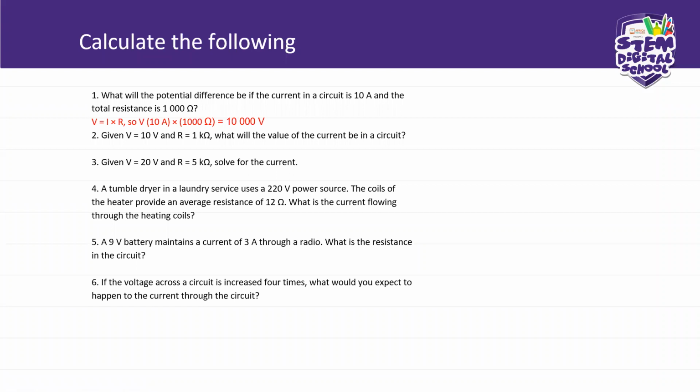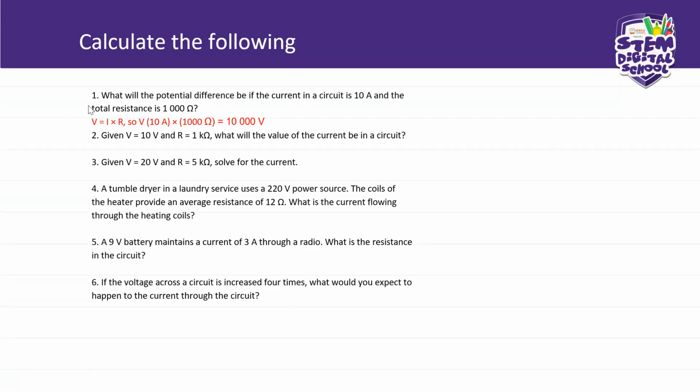Voltage equals current multiplied by resistance. So that's the calculation. Voltage is 10 amps multiplied by 1000 ohms, and the units for the answer will be volts because we are looking for voltage. When the question said what will the potential difference be, we know that because we are doing an Ohm's law calculation, the potential difference will be that of voltage.